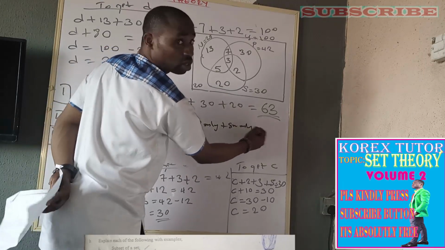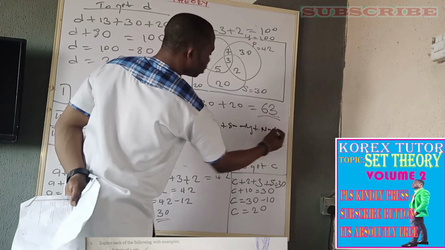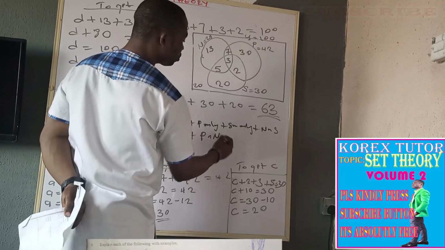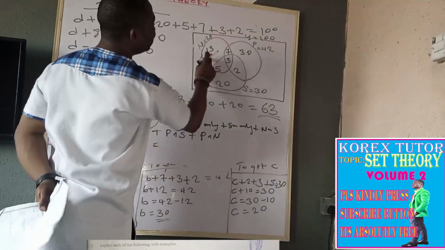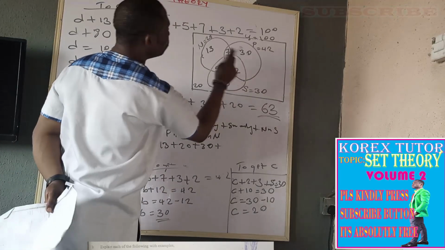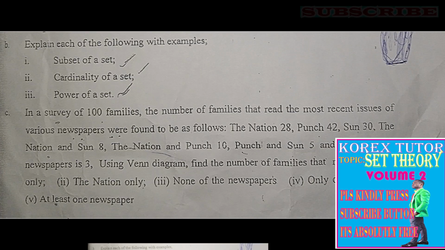Let me say that is Nation only plus Punch only plus Sun only plus Nation and Sun plus Punch and Sun plus Punch and Nation. Which simply means that 30 plus 20 plus 30 plus 20 plus.